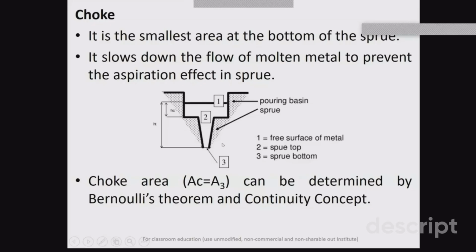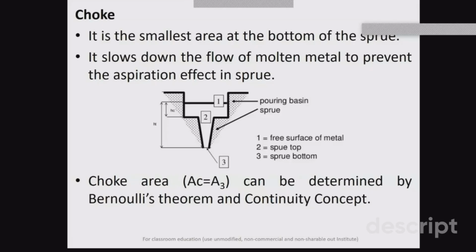The smallest area is known as the choke. As the name suggests, the choke is to create a choking effect. This section, or this smallest area, is known as the choke, and it slows down the flow of molten metal to prevent the aspiration effect in the sprue.